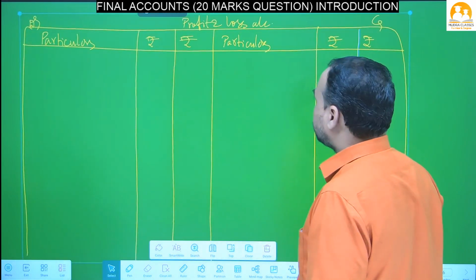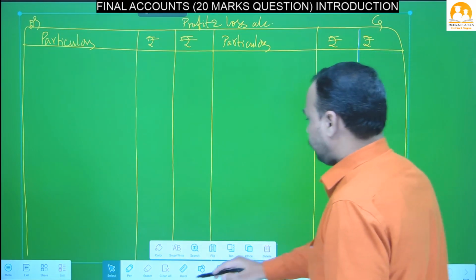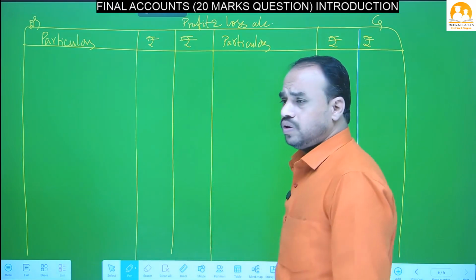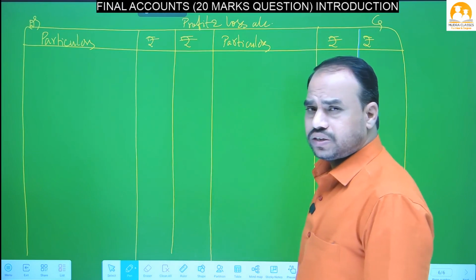Now you can see the heading. Okay, now you can see the heading. So we have to draw the profit and loss account. Here I have written profit and loss account.